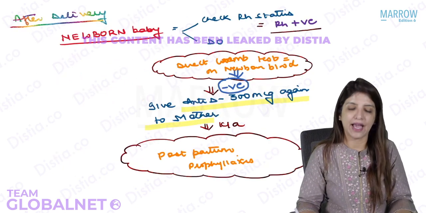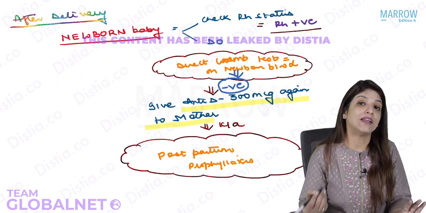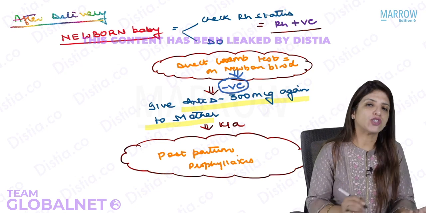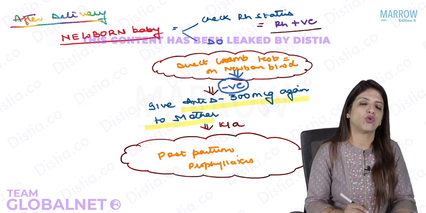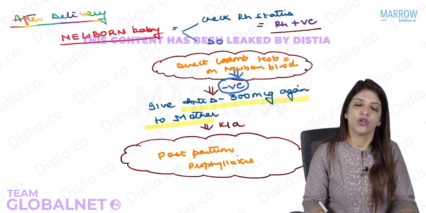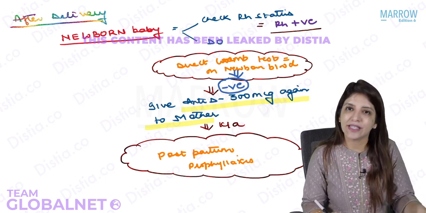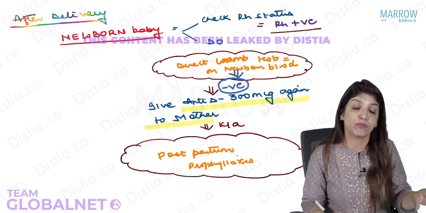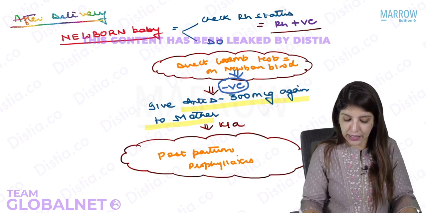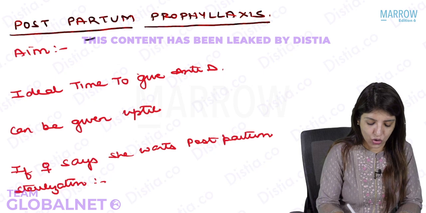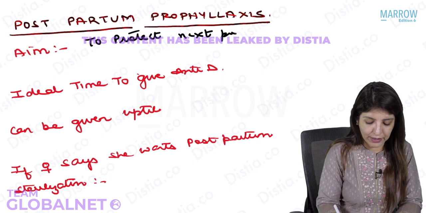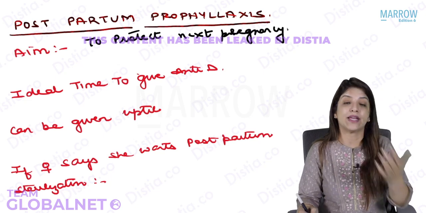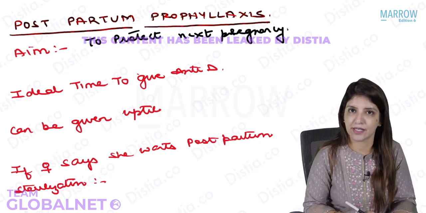Now, when you are giving anti-D to a female who has delivered, right? And when the direct Coombs test has come out negative, that is called postpartum prophylaxis. So during pregnancy, when you were doing it at 28 weeks, that was antepartum prophylaxis. The aim of antepartum prophylaxis was to protect the present pregnancy. The aim of postpartum prophylaxis is to protect the next pregnancy. The delivery has already happened, right? So my aim is not to protect the present pregnancy. Now my aim is to protect the next pregnancy, right?